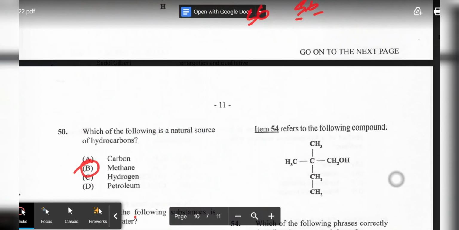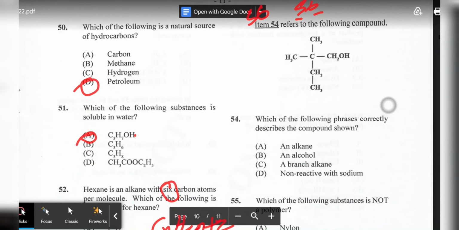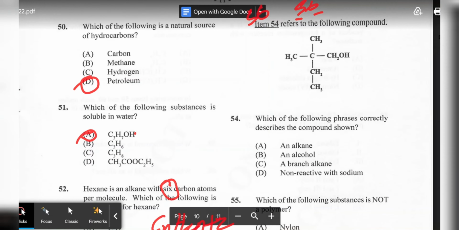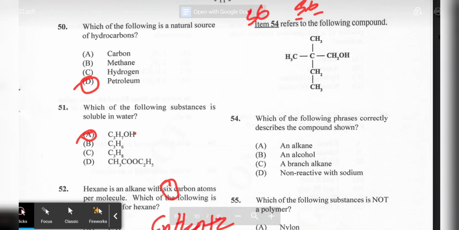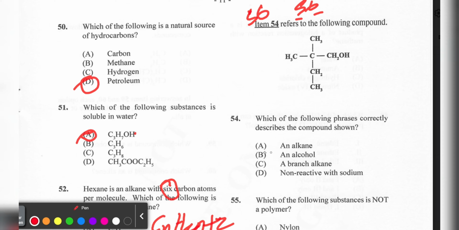54. Item 54 refers to the following compound, which we can see is an alcohol by that functional group. Which of the following phrases correctly describes the compound shown? It's an alkane. No, it's an alcohol. And we just said that it's an alcohol. Notice this, don't lose that. Make sure you look at the molecule carefully, right? Some students may miss that OH group right there and say alkane, unfortunately. So it is an alcohol, right?